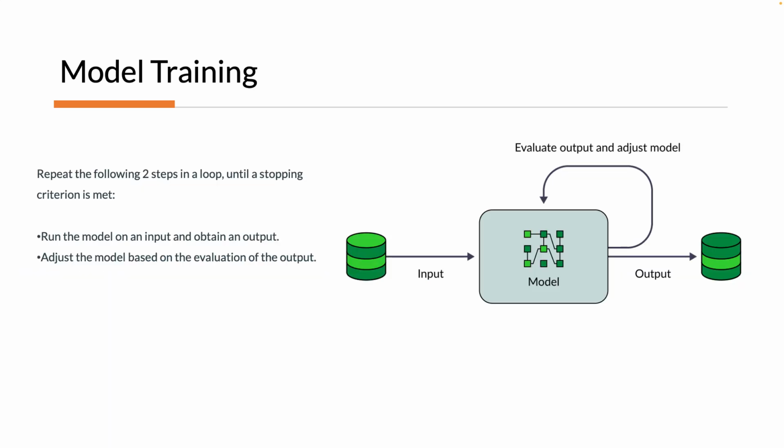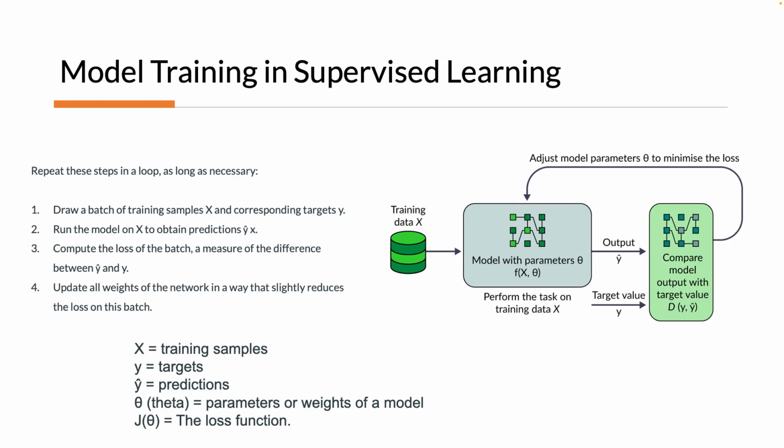As we said, model training is iterative, so we keep looping the model through these two steps. We run the model on an input and we obtain the output. We adjust the model based on the evaluation of the output until the output is satisfactory. Now let's have a look at model training in supervised learning. We repeat these 4 steps in supervised learning.